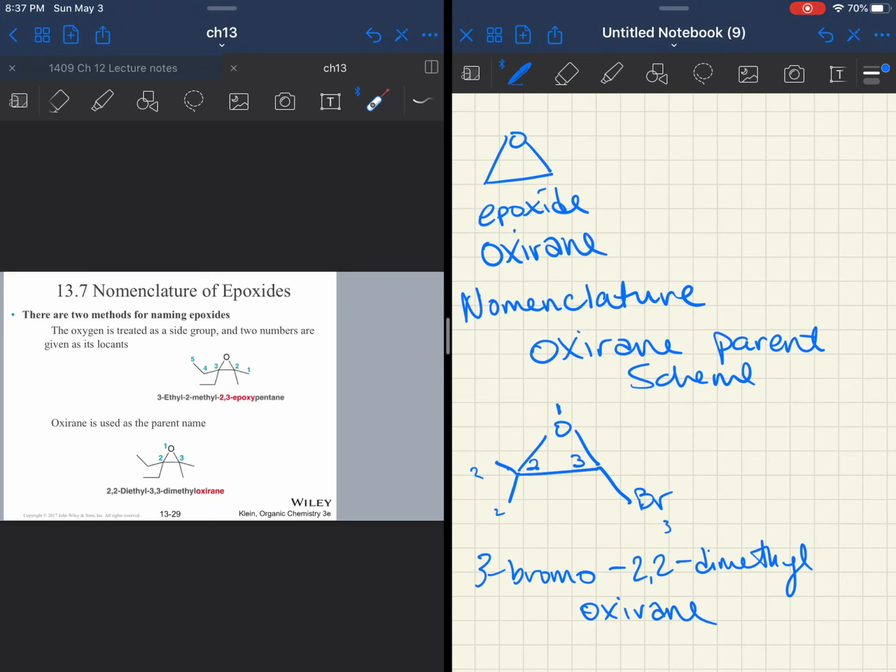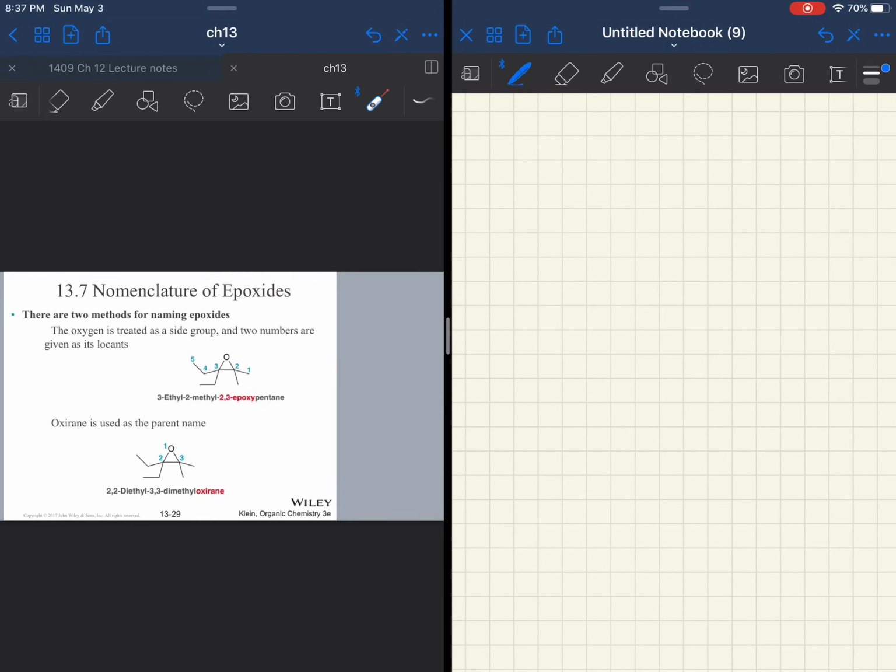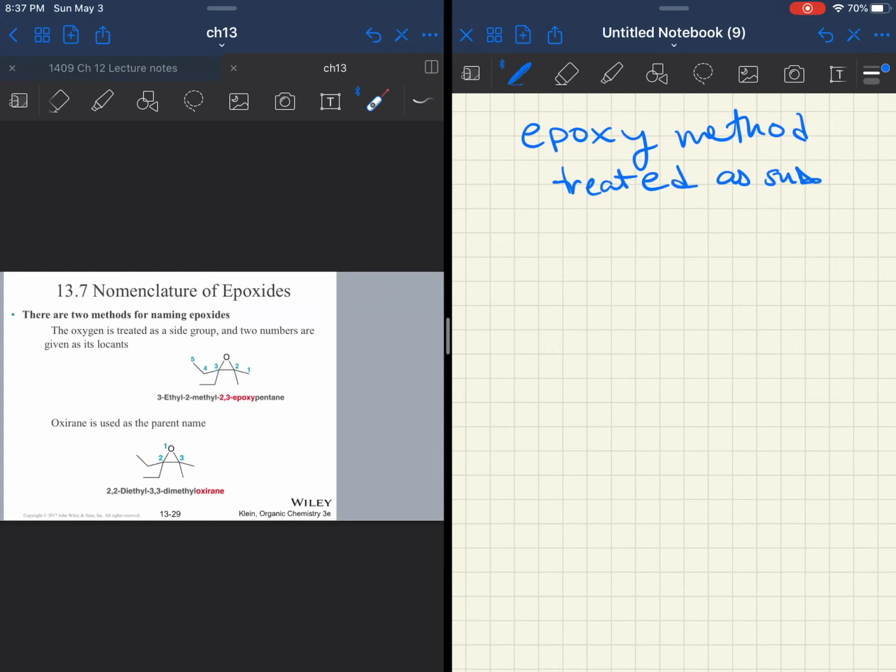Now you can probably see this is only really useful if these R groups, or like where the bromine is, are fairly simple and easy to name. And so if you have something more complex, or if you just prefer this method, you can also use the epoxy method of naming, and it treats the epoxide as a substituent on a parent. So this makes it a little bit easier if you have a more complex parent, or more complexity to your molecule.